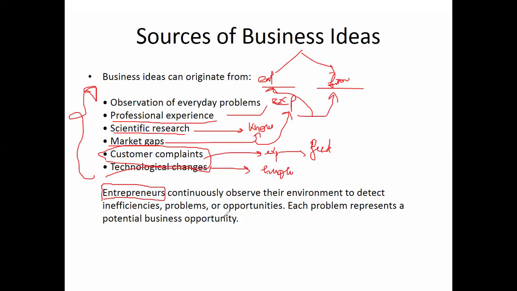Entrepreneurs continuously observe their environment to detect innovation, problem, or opportunities, and each problem represents a potential business opportunity. So this is to mark that entrepreneurs have to use improvement every day. They will observe what occurs in the market to improve their product, to be updated to the technological changes, and also to identify some potential business opportunities.